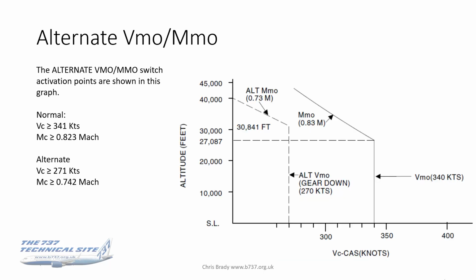Again, a picture's worth a thousand words. What you've got is the VMO MMO normal graph there in the solid line, so 340 knots, decimal 83. But the activation points are reduced back to 270 knots and decimal 73 in alternate mode there. So a useful thing to have. Anything that stops us having an overspeed is useful in my book.